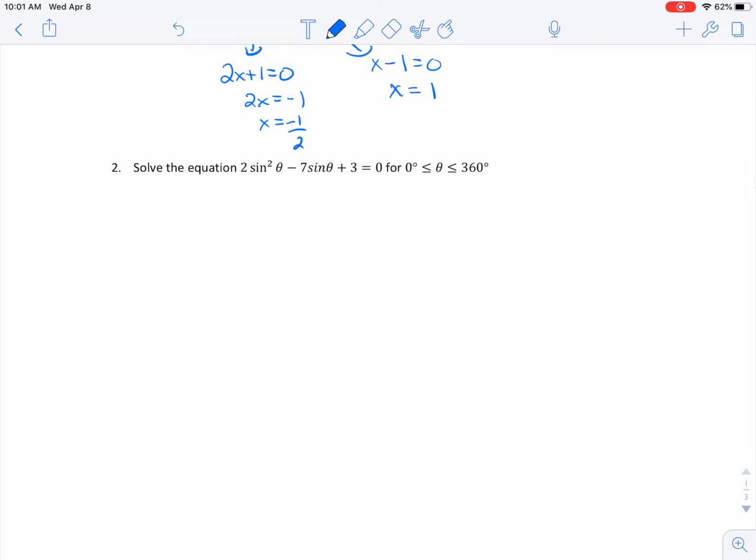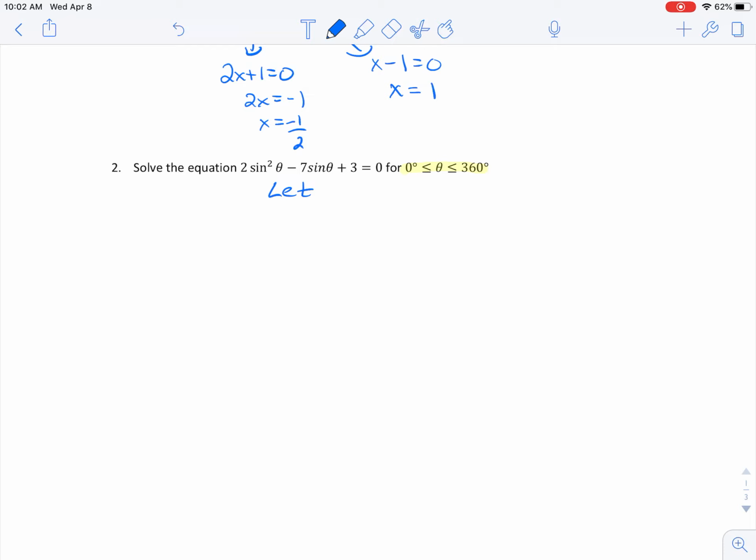This example here follows that same idea. It says solve this equation for theta, where theta is between 0 and 360 degrees. We have to state that domain. Otherwise, you could have answers repeated that go on and on for angles beyond 360 or below 0. So when I look at this question, the first thing is it's a quadratic.